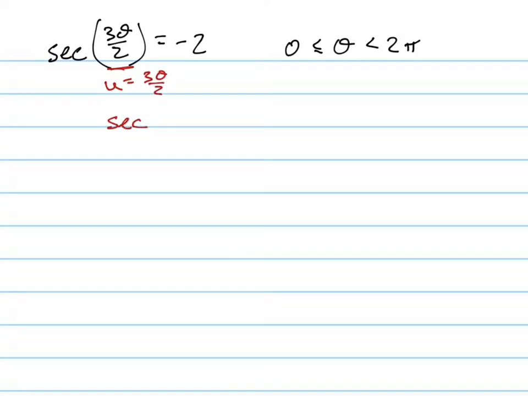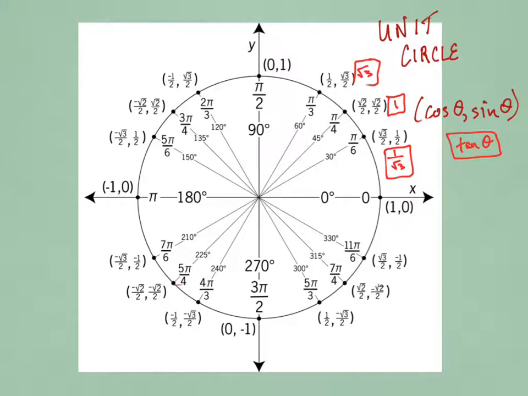So secant of u equals negative 2, which means the cosine of u equals negative 1/2. So think of your unit circle. Where's the cosine equal to negative 1/2? The cosine is your x. It's equal to negative 1/2 there, and it's equal to negative 1/2 there. So it's 2 pi over 3 and 4 pi over 3.